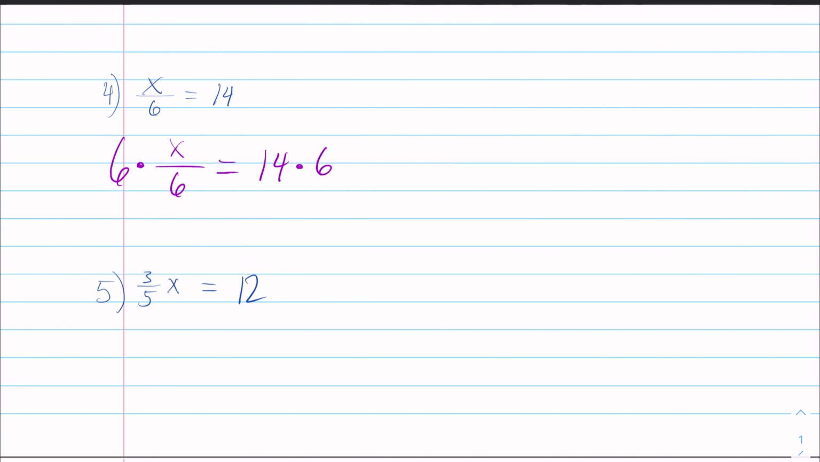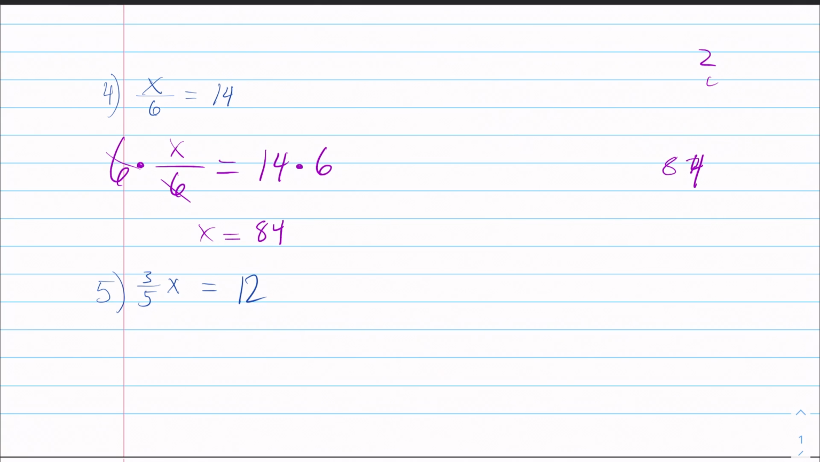Now, a kind of funny thing happens when you multiply by 6. When you have a fraction like that, you wind up with basically 6x over 6, which just winds up being x, because the 6's can divide out with each other. So we wind up with x equals 14 times 6. 6 times 4 is 24. Carry the 2. 6 times 1 is 6, plus 2 is 8. So x equals 84. And that's that.